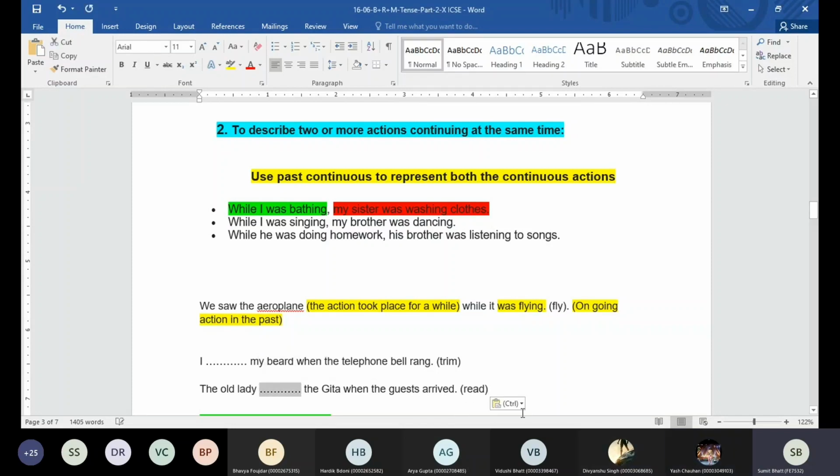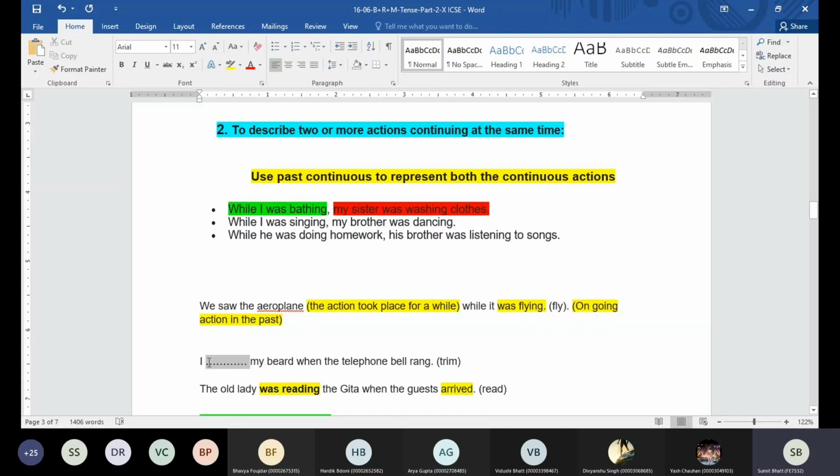Was reading. Was reading is going to be correct. So you can see here in all these sentences, one thing is common: we are referring to one action which was ongoing, and all of a sudden another action took place. We are using past continuous for the ongoing action, and simple past for the action which took place in between.